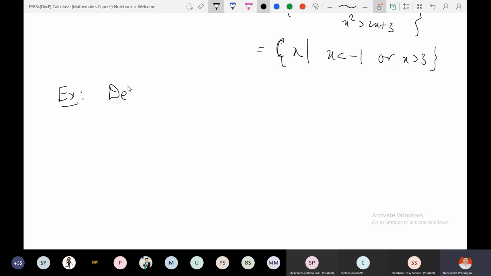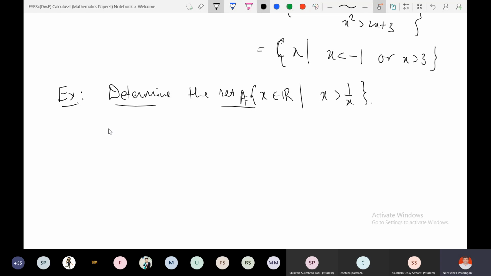Okay. So determine the set of real numbers x such that x is greater than 1 by x. So what is the set of real numbers for which x is greater than 1 by x?